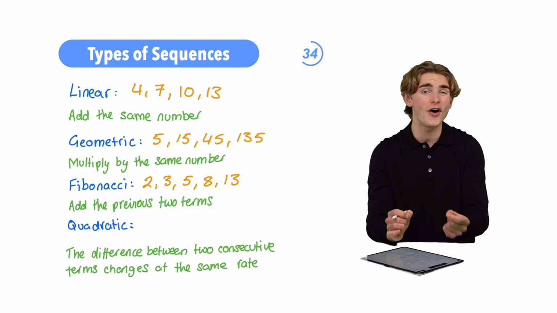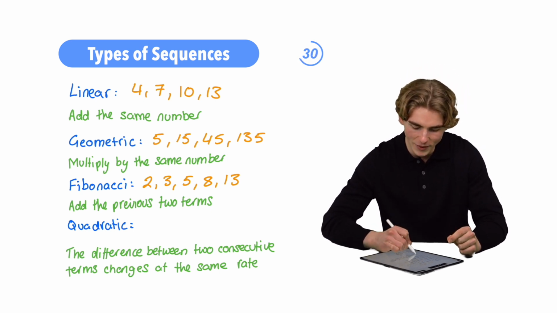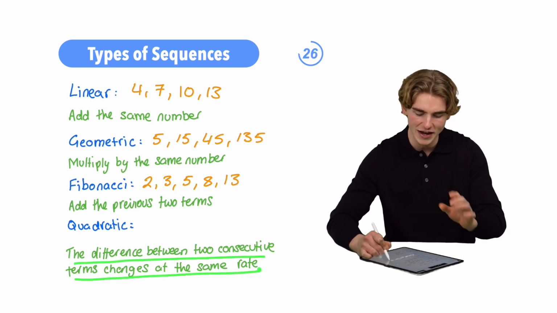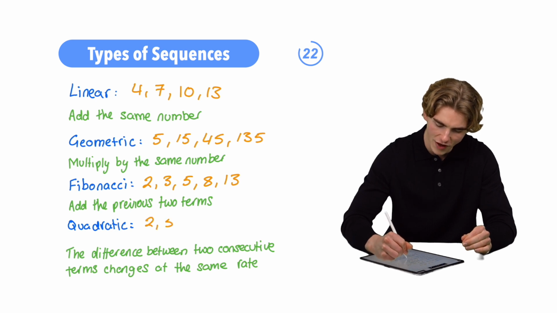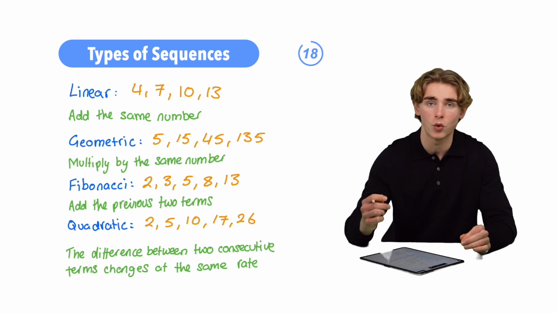Finally, guys, our hardest one, I would say, the quadratic sequences. In a quadratic sequence, the common difference is actually going to change, but it's going to change at a constant rate. Let me show you what I mean. We would say that the sequence 2, 5, 10, 17, 26 is a quadratic sequence.